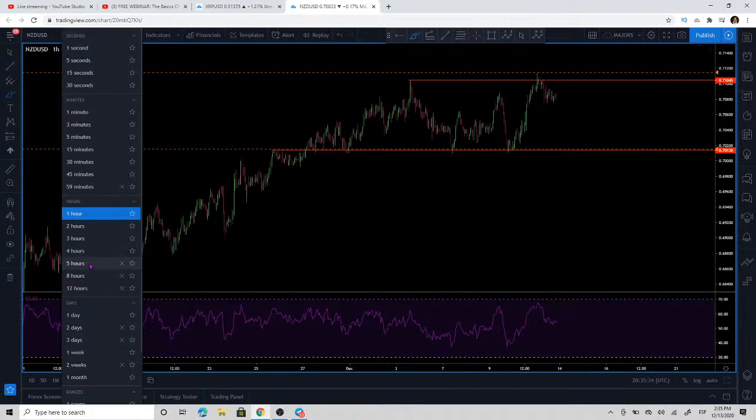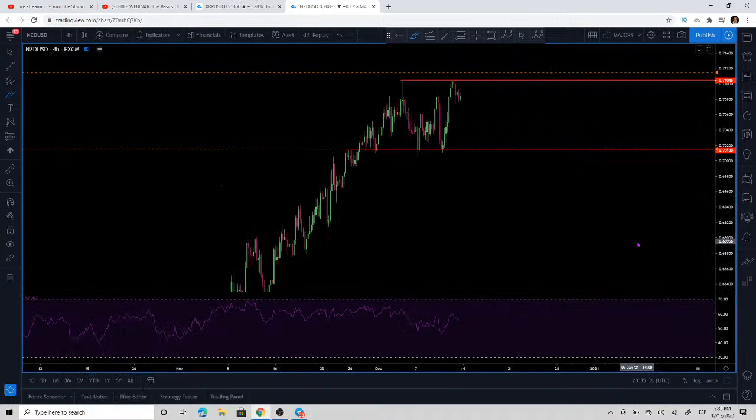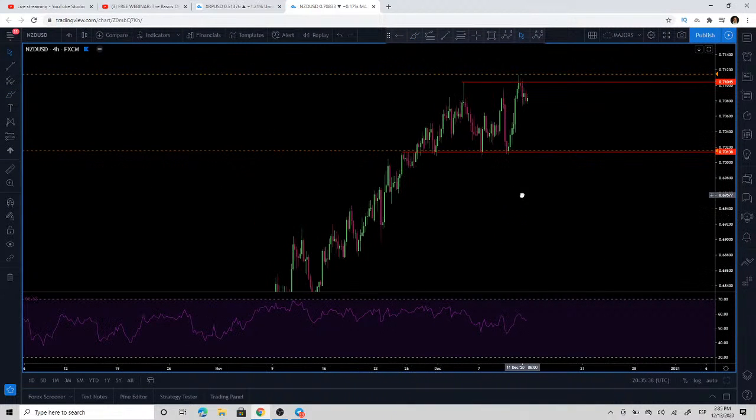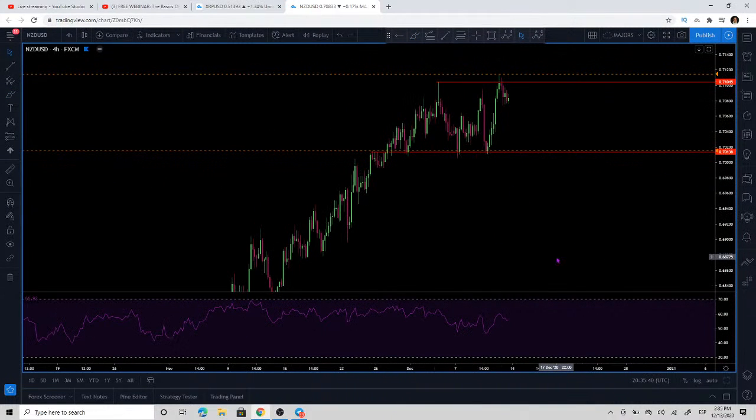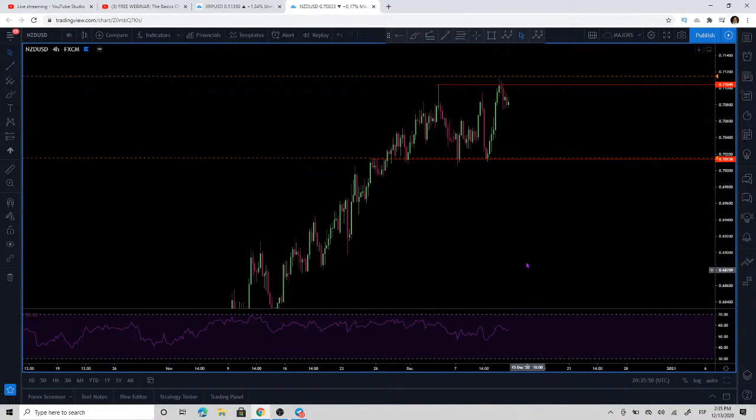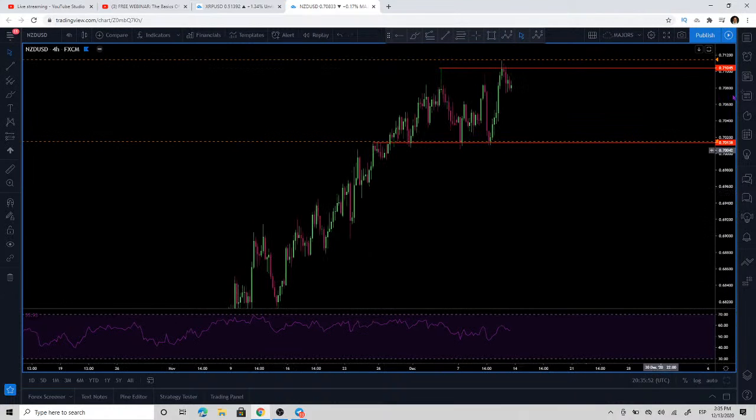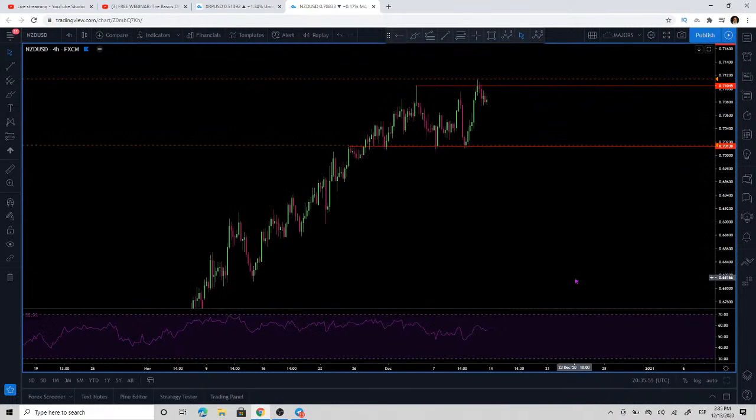Now, when you look for divergences in price action with the oscillator, in this case the RSI, I suggest you go to the higher time frames. I mean, it depends on where you trade, but my reasoning is that the higher you go on time frames, the stronger the divergence will be.